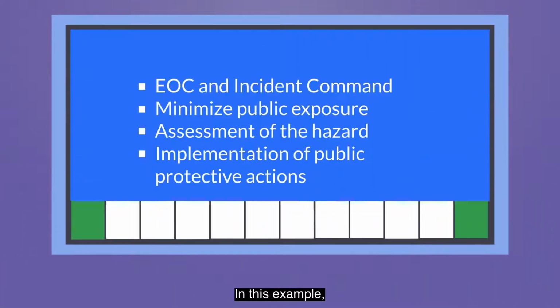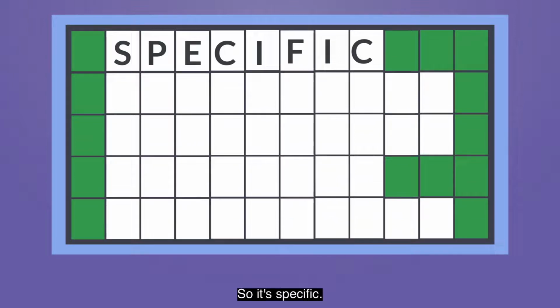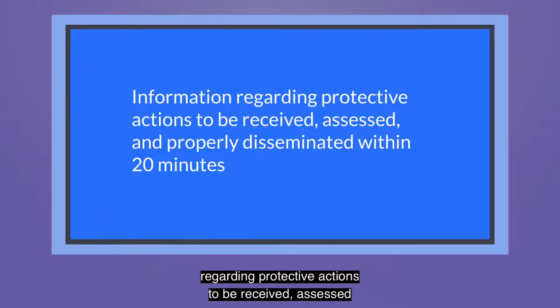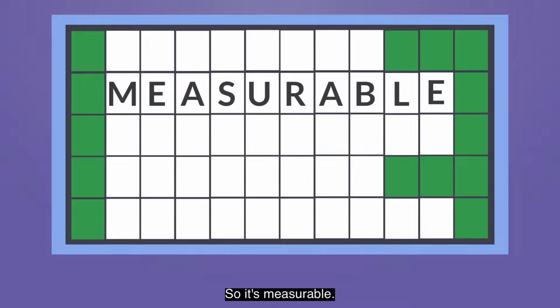In this example, we need to validate the capability of the EOC and Incident Command to minimize public exposure to potential hazards through assessment of the hazard and implementation of public protective actions. So it's specific. The capability target is for information regarding protective actions to be received, assessed, and properly disseminated within 20 minutes. So it's measurable.